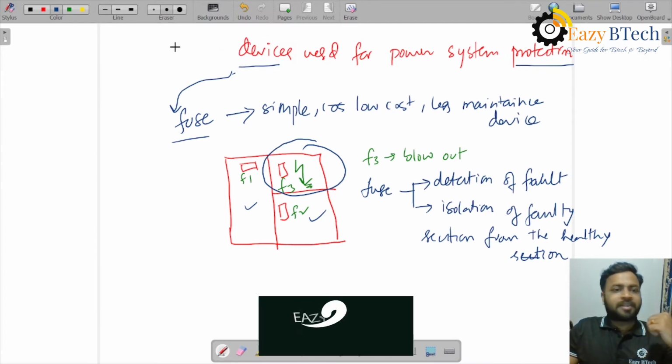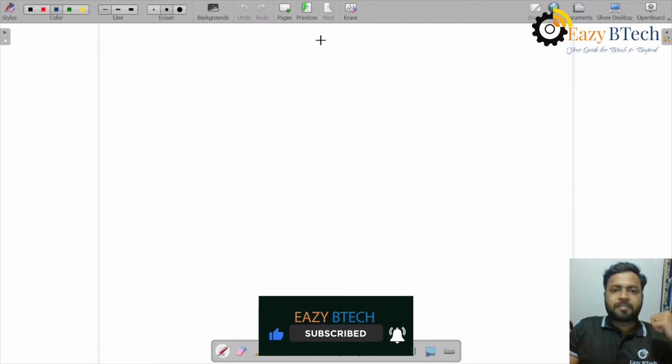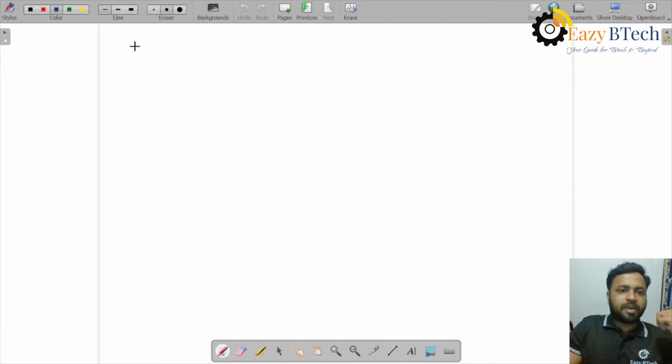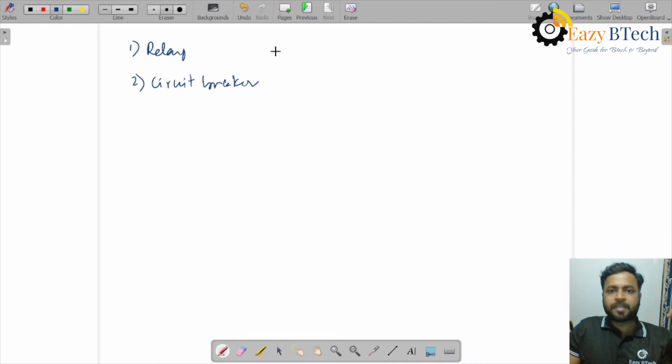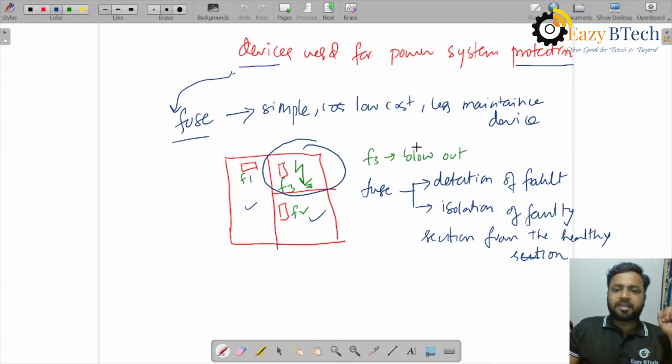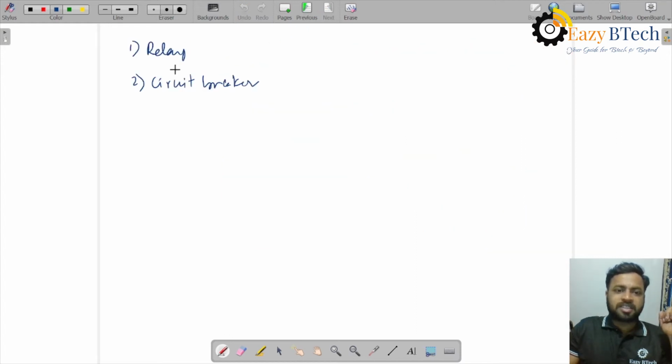Coming to the other apparatus, we also have apparatus like relay and circuit breaker that are used to protect power system apparatus like transformers, industrial loads, transmission lines, and also in power generating stations and substations. Relays and circuit breakers are used widely for protection. Here, the duties that are shown here, detection and isolation, are shared among them.